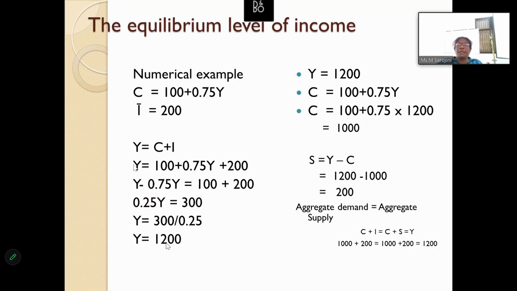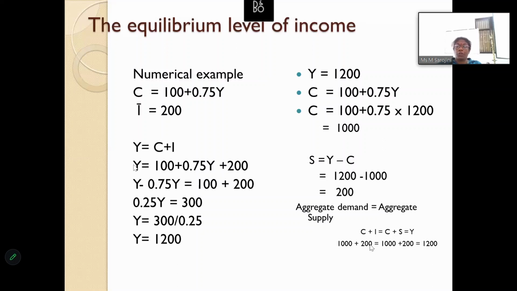Now we are going to apply the investment and saving method. Here we first have to calculate the saving. The saving is equal to Y minus C. 1,200 is the income and consumption we already derived is 1,000, so 200 is the saving. The investment is given as 200, and we calculated the saving as well. Therefore, we can directly apply the investment and saving function here.